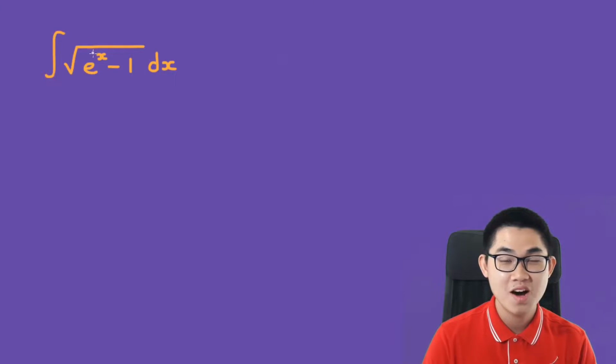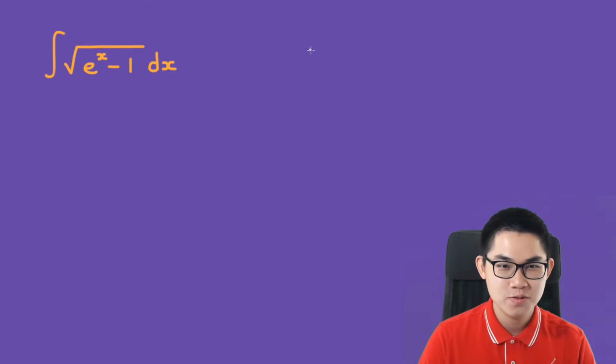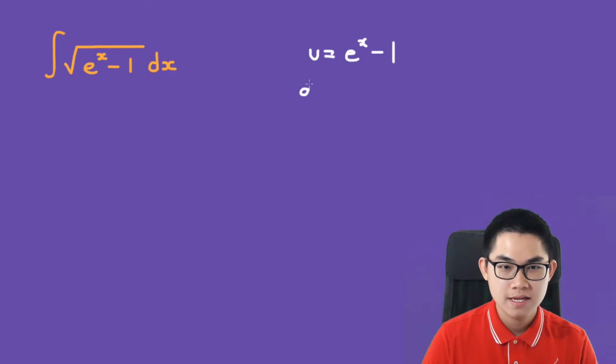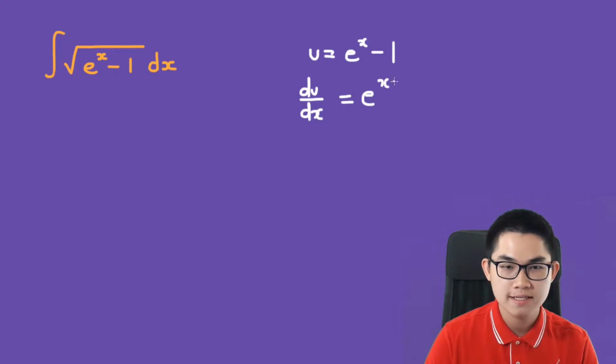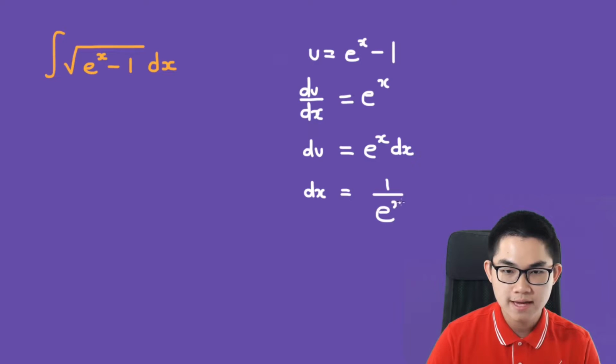The integral of the square root of (e to the power of x minus 1) dx. So this right here can be solved with u substitution. So let u equal e to the power of x minus 1. Then differentiating with respect to x, we have e to the power of x. So du is e to the power of x dx, and dx is 1 over e to the power of x du.